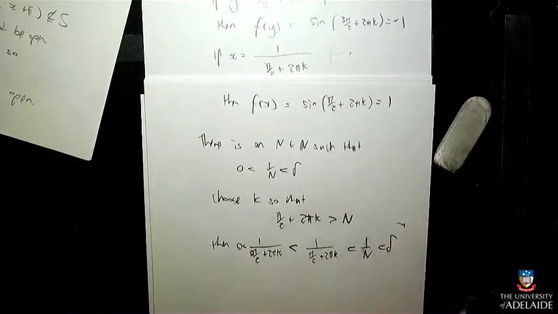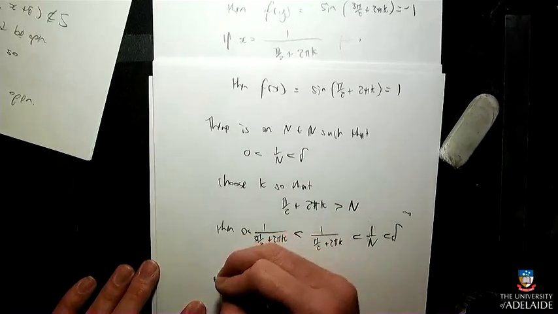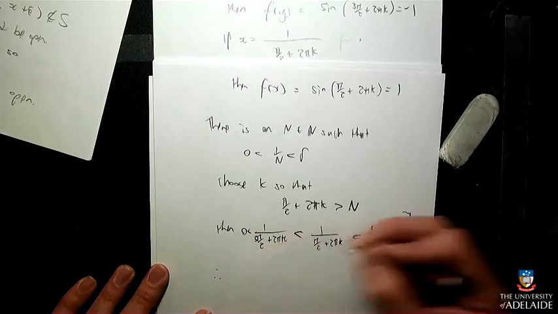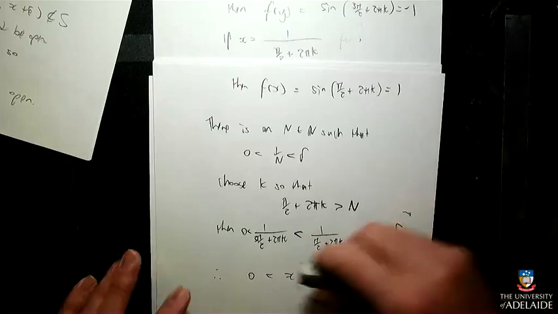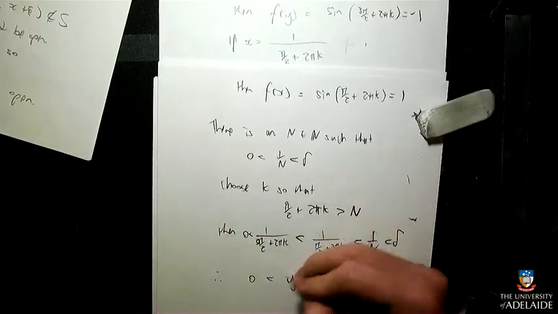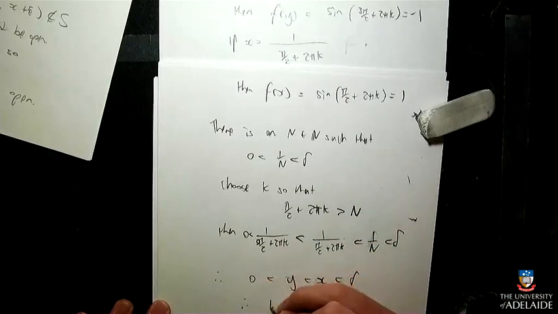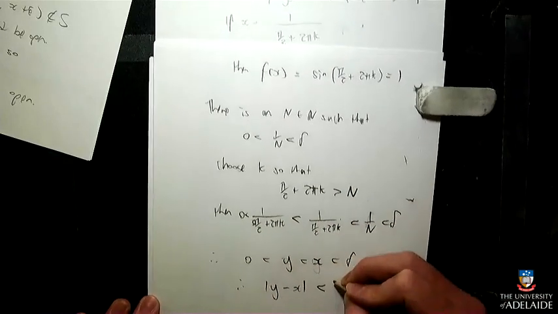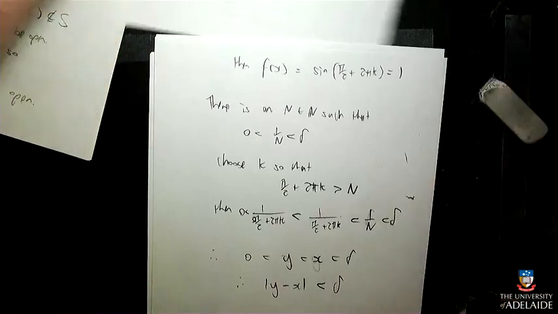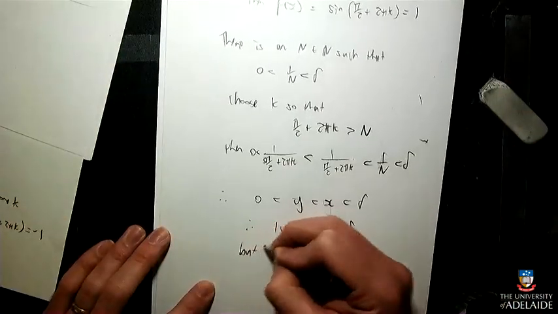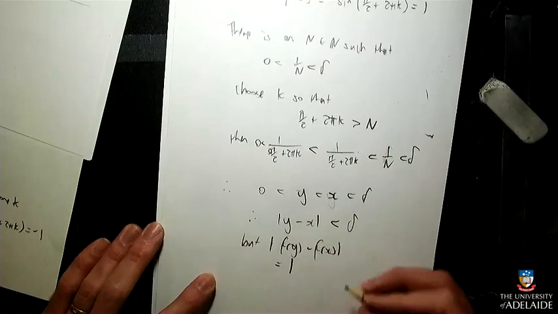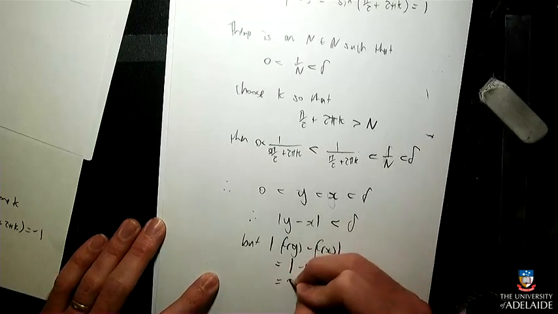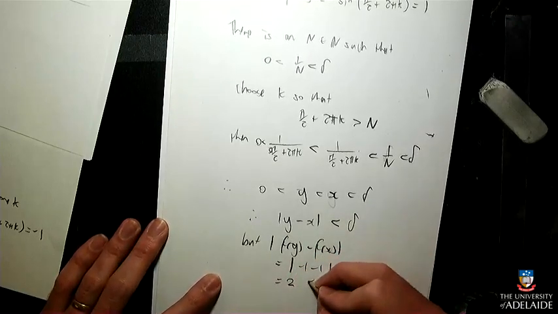And so therefore the distance between these has to be less than the distance between these. And therefore what we have is that 0 is less than x is less than y is less than delta. Crap, one way around. And therefore the distance between x and y is less than delta. Okay. But the distance between f of y and f of x is the distance between minus 1 and 1, which is 2, which is not less than epsilon.